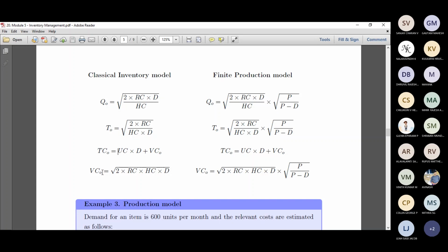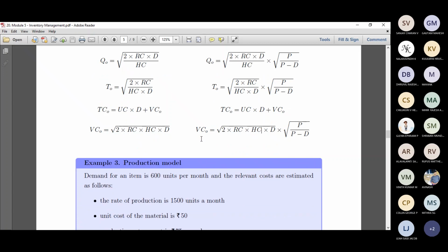And this is a variable cost, which is a factor of total cost, which is the unit cost multiplied by demand plus variable cost. And then in all the other things, in Q naught, this same formula multiplied by root of P by P minus D. Then in T naught also the same formula with the factor multiplied by root of P minus P divided by P minus D. And in variable cost, we have got root of 2 into reorder cost and holding cost into demand. And here is the same factor multiplied by this factor, P, root of P divided by P minus T.